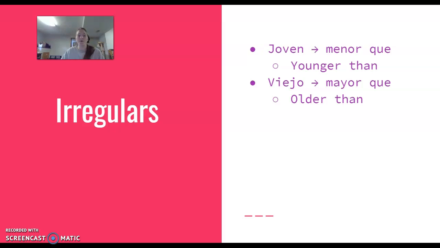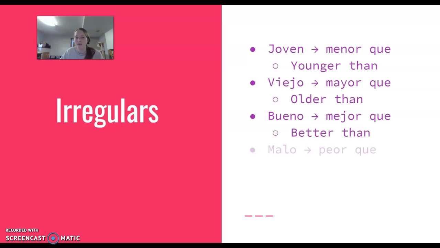Same thing with bueno and malo. So bueno is good. So we're not going to say more good than, we're going to say better than. And we already have a word for better, which is mejor. So mejor que is better than, and malo is bad, but then peor is worse. So we already have that worse word, so we can say peor que. Like el bolígrafo amarillo es peor que el bolígrafo rosado. The yellow pen is worse than the pink pen.